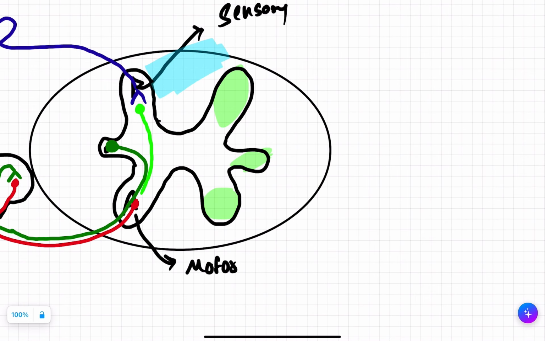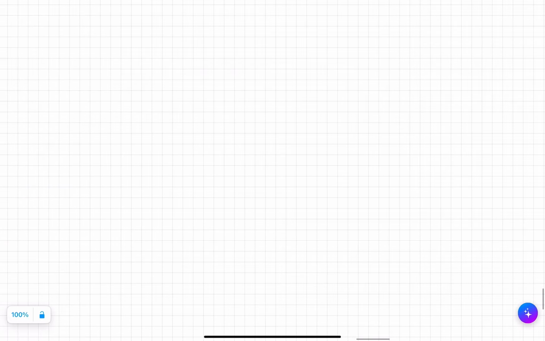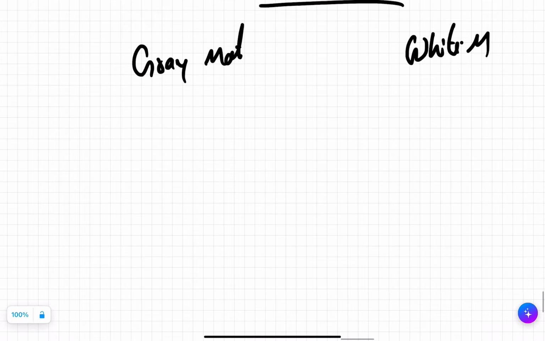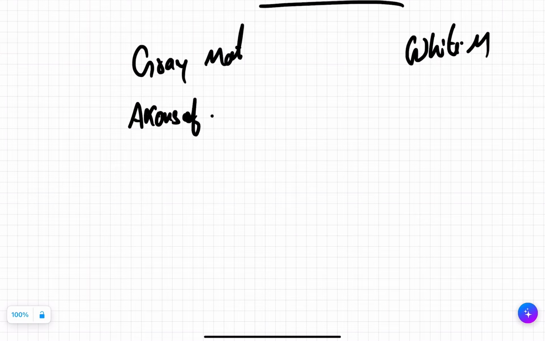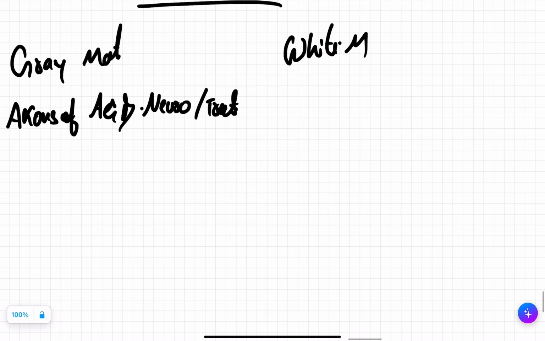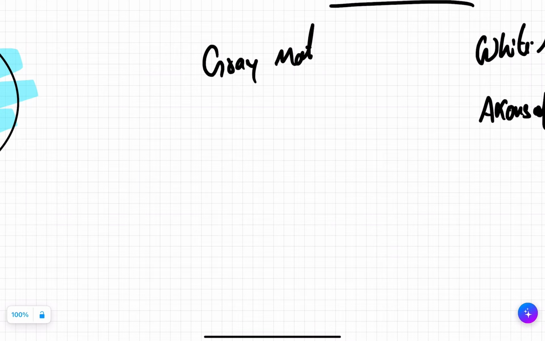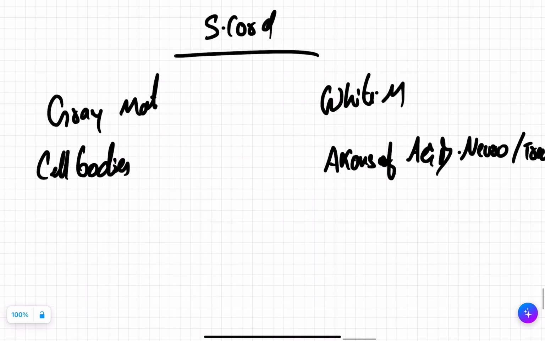Now, can you also appreciate that the white matter is also divided into posterior, anterior, and lateral parts? So can we say the spinal cord has gray matter and white matter? White matter comprises the axons of ascending and descending neurons or tracts, right? Sorry, I wrote it the wrong way around. While the gray matter comprises what? The gray matter is going to comprise your cell bodies, right?